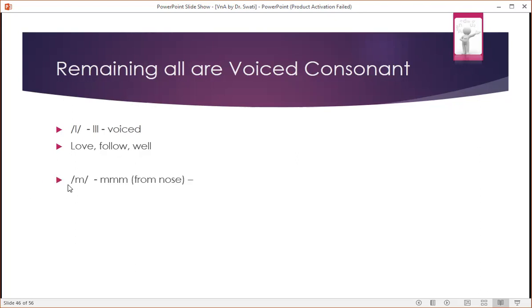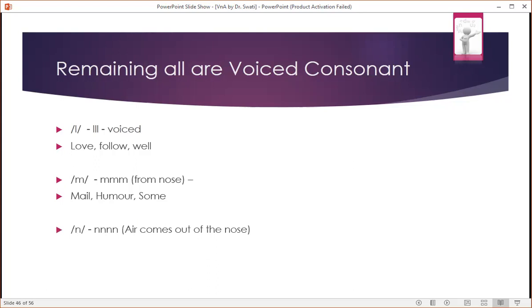Now this symbol is giving the M sound, which is coming from the nose, right? So from the nose: male, humor, some.